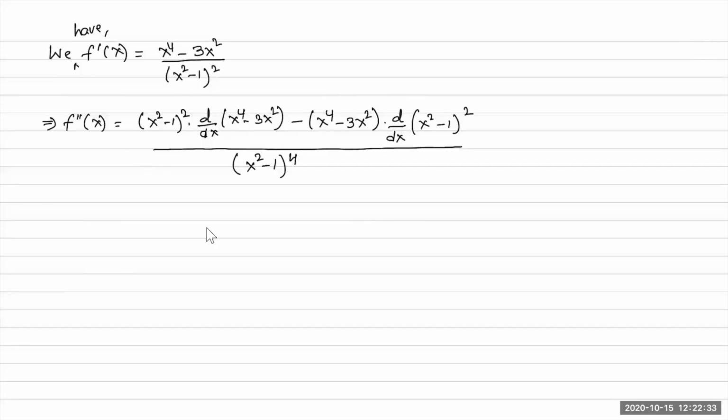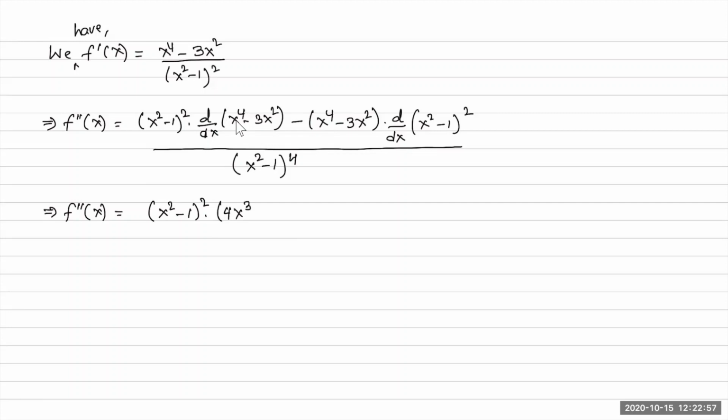Okay, now we are going to simplify this and make it a little beautiful. Second derivative is equal to, in the numerator I have x squared minus 1, quantity squared, multiply with the derivative of this. Derivative of x to the 4 by using the power rule. 4 will come in front, and we reduce the power by 1. So that will be 4x cubed.